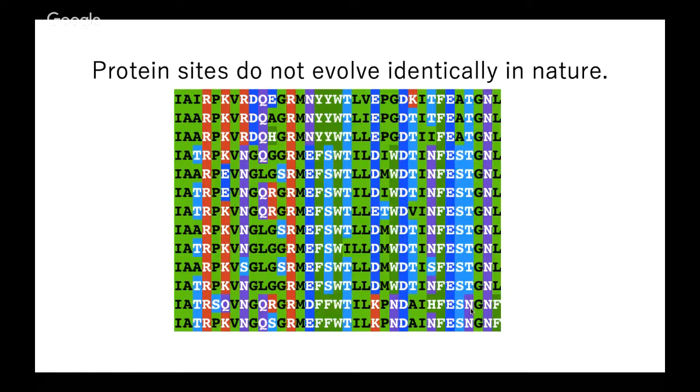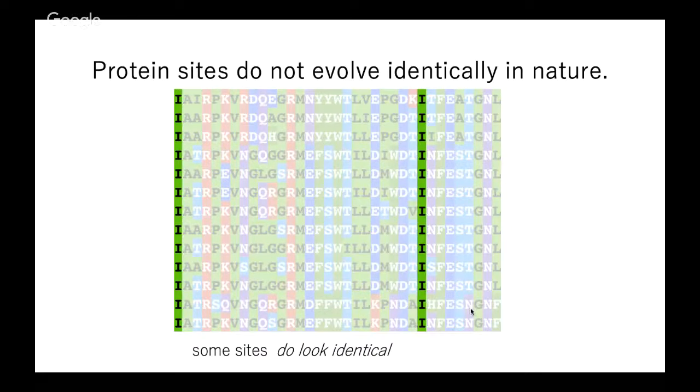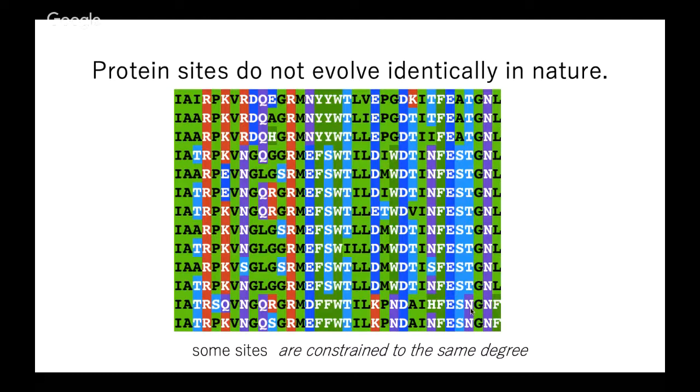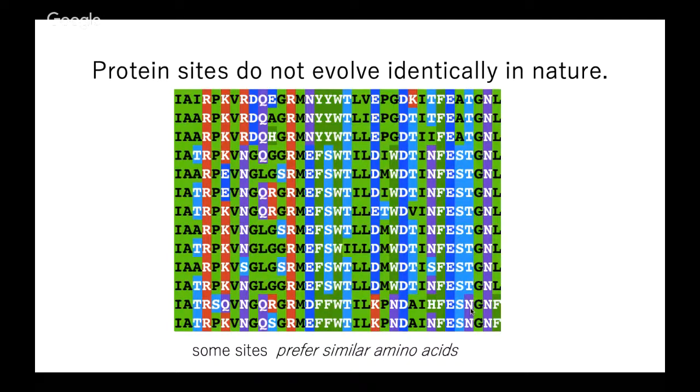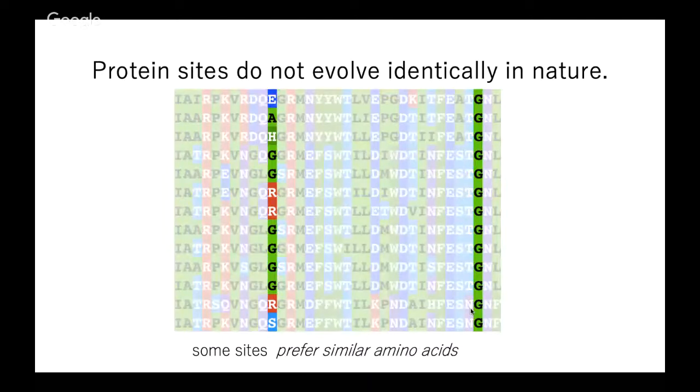And now we can certainly see patterns in this alignment. For instance, some sites do look identical. Here are 2 sites that have only isoleucine. Some sites are perhaps constrained to the same degree. So here I've highlighted 2 sites which appear to be mutationally tolerant. They've sampled many different amino acids. And some sites, even though they don't look identical, seem to prefer similar amino acids. So here are 2 sites where you see a lot of glycine.